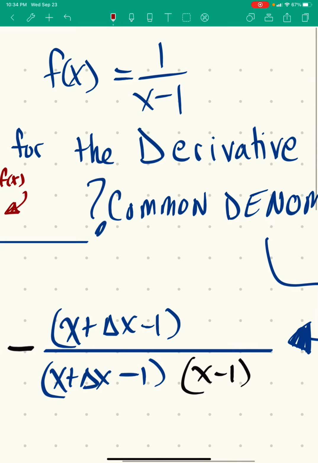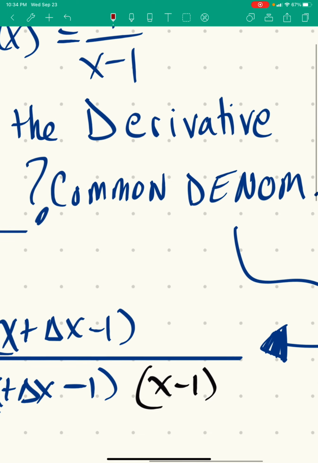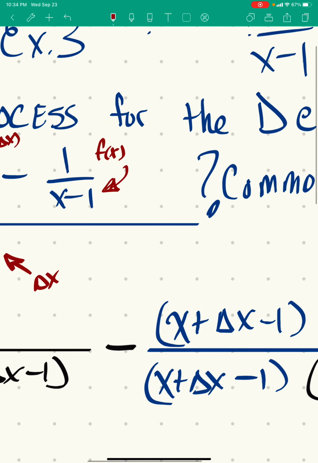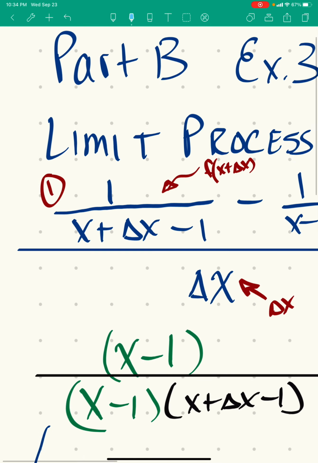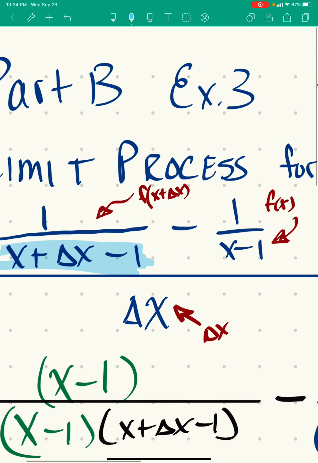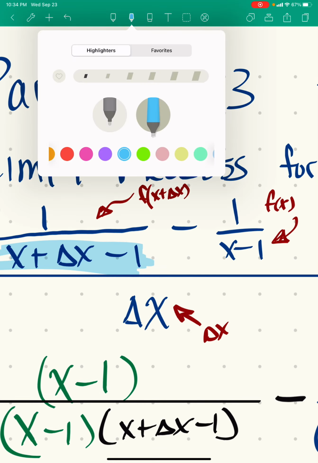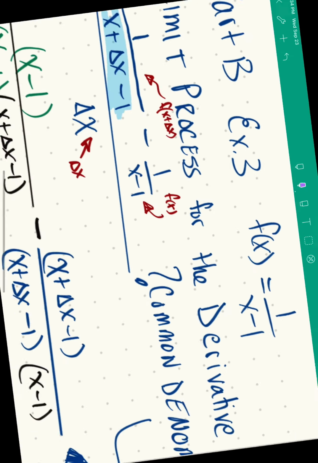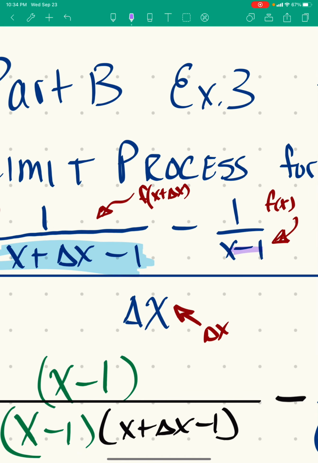Okay. Now, the question is, can you find the common denominator? Sure. Since the original function that we're working with now has an x plus delta x over here, we want to multiply the second fraction by that amount. And then we want to do the same thing because of this x minus 1. So I've got x minus 1 over here. I'm going to multiply that to the other side.